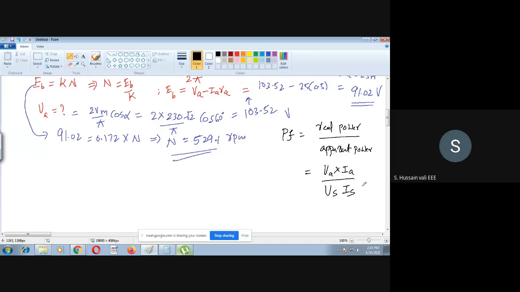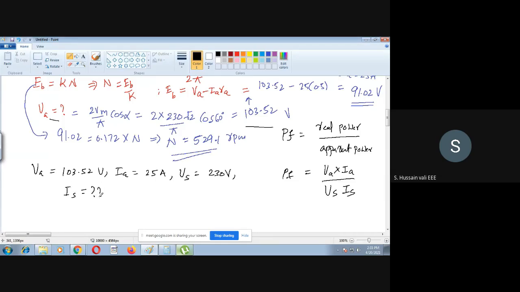Now we will see how to do this, one by one, in this power factor equation. First VA. What is VA? He has given it in the problem: 103.52. IA he said is the rated current, so it is 25 ampere. VS, the RMS value of the supply voltage, is 230 volt, which he has also given. Now the RMS value of the supply current, we don't know, so we have to find this one.